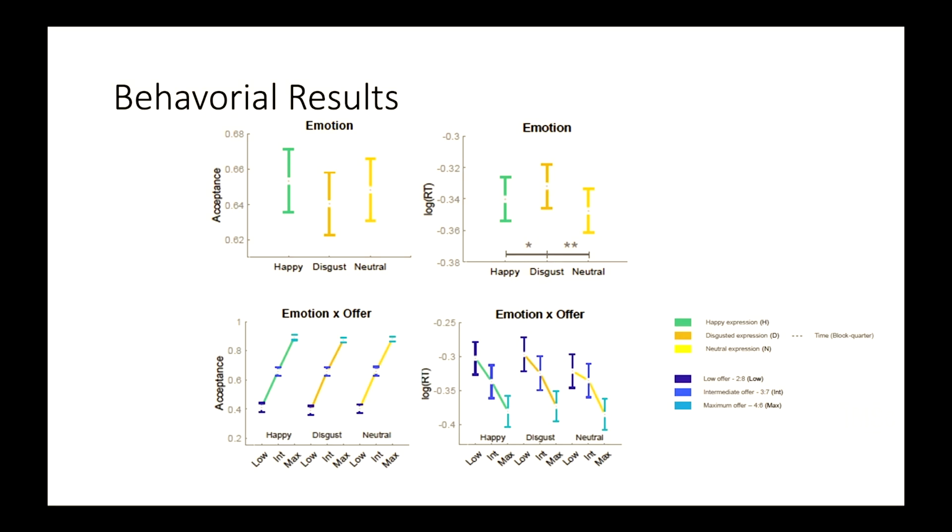We also looked at the interaction effect between emotion and offer, and there seems to be none, both for reaction time and offer. Now if we just look at the offers and not the emotions, clubbing all the emotions together, then we see that indeed there is a very significant effect of offer, both for low to intermediate and intermediate to maximum. The same story for the reaction time, which is always the inverse.